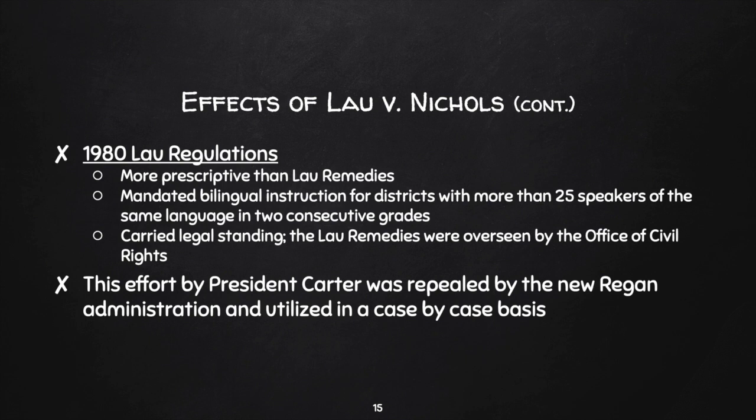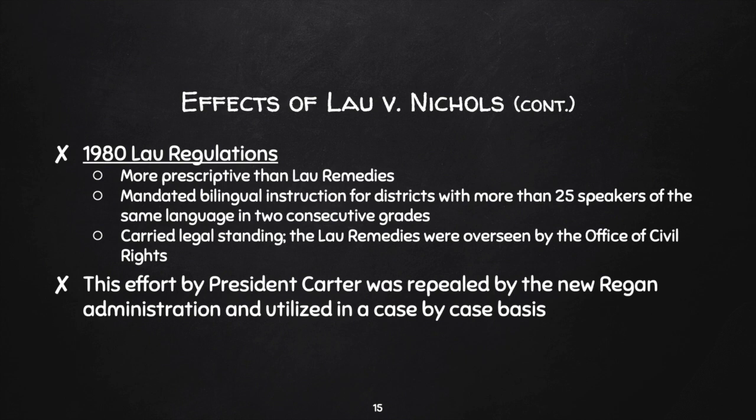We're going to see this again when we start talking about Chapter 89, which is Texas' current policy for educating language learners. But this is the first time it was seen in policy at all: this 25 or more number in 2 consecutive grades, really becoming the standard for whether or not a district needed a bilingual program. If you have 25 speakers of the same language in 2 consecutive grades, this really speaks to immigration patterns.